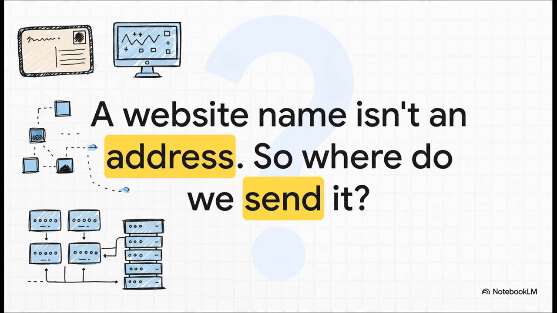All right, so our postcard is written. We know what we want. But we've hit a snag. A website name like google.com is great for us humans, but it's not a real address that computers can actually use. See, computers on a network need a specific, unique number to find each other, an IP address.